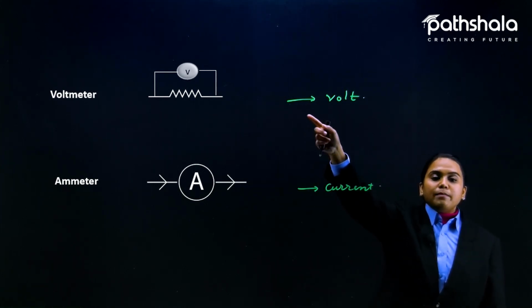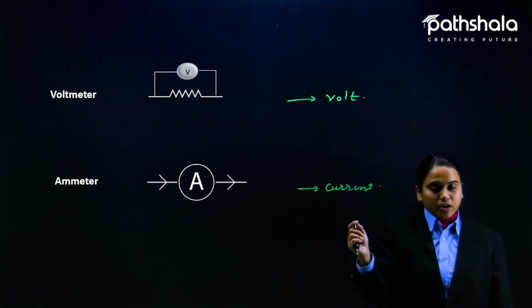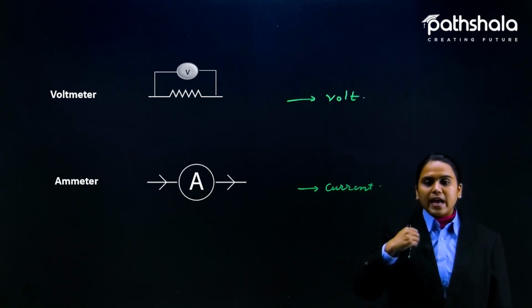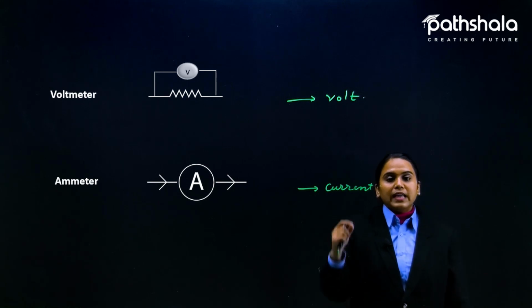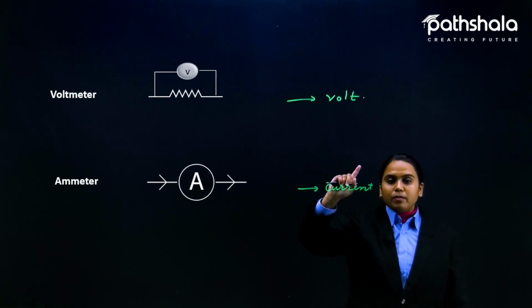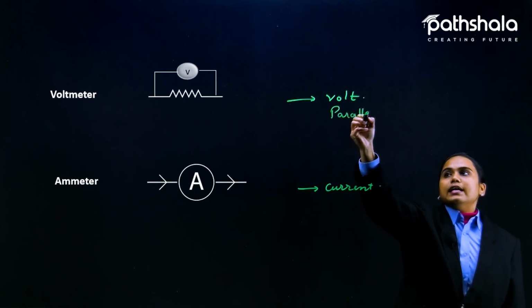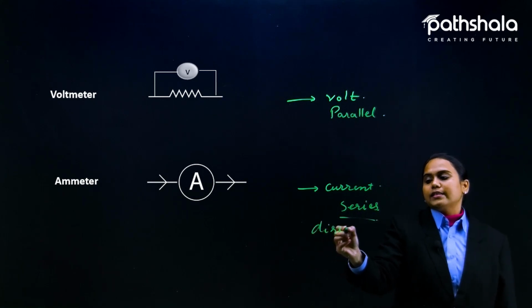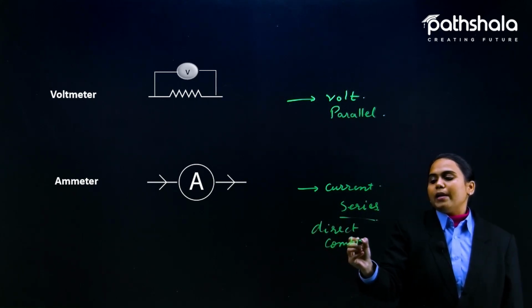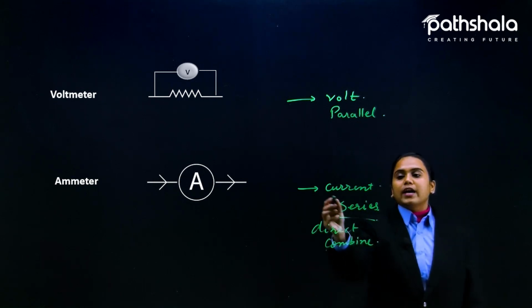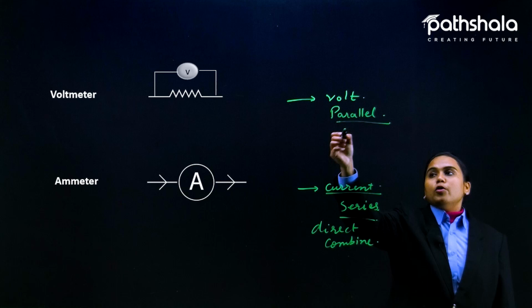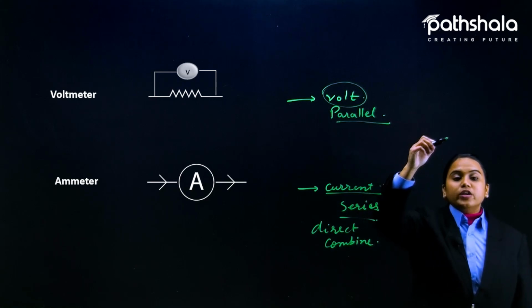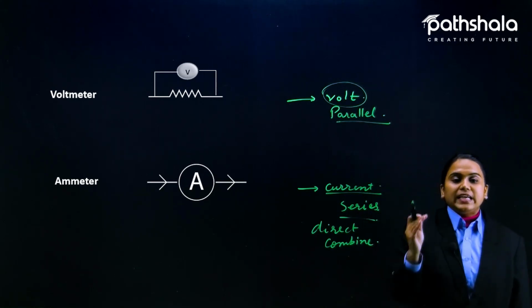But the voltmeter can be put as a parallel combination. I am going to tell you what series and parallel combinations are in an upcoming lesson. But now you have to learn that the voltmeter is arranged in a parallel manner and the ammeter is arranged in a series manner. It can be directly combined to the appliance through which you want to measure the current flowing, and the voltmeter needs to be put in a parallel manner over the appliance for which you want to measure how much potential drop it is taking.